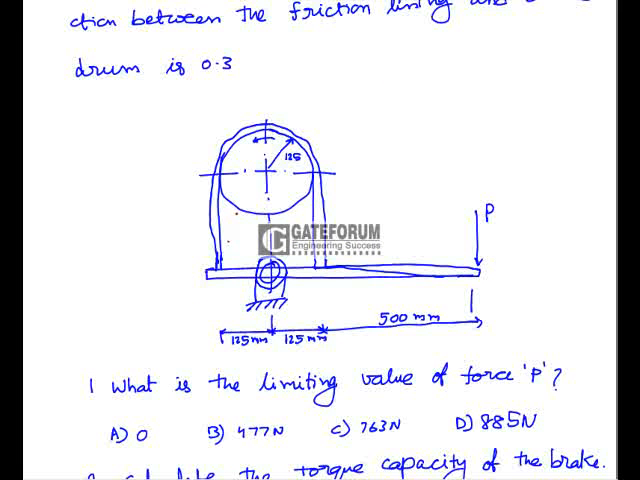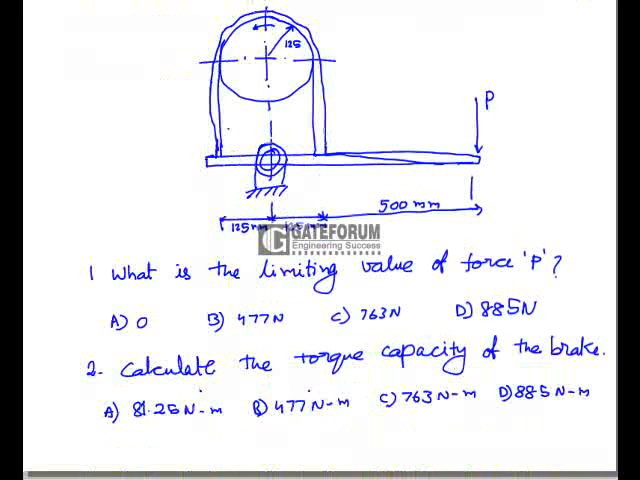Here it is a band brake of radius 125 mm, and the load is applied at a distance of 500 mm from the band, one side band. Here it is a common data question. It consists of two questions. The first question is, what is the limiting value of force P, and the second question is, calculate the torque capacity of the brake.